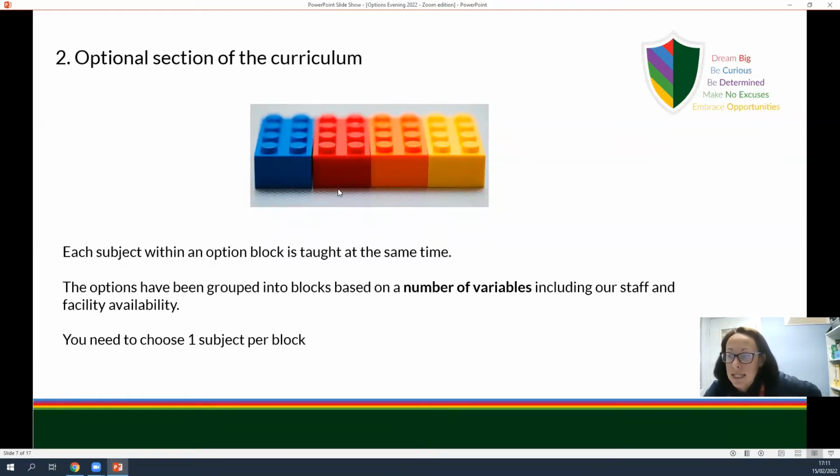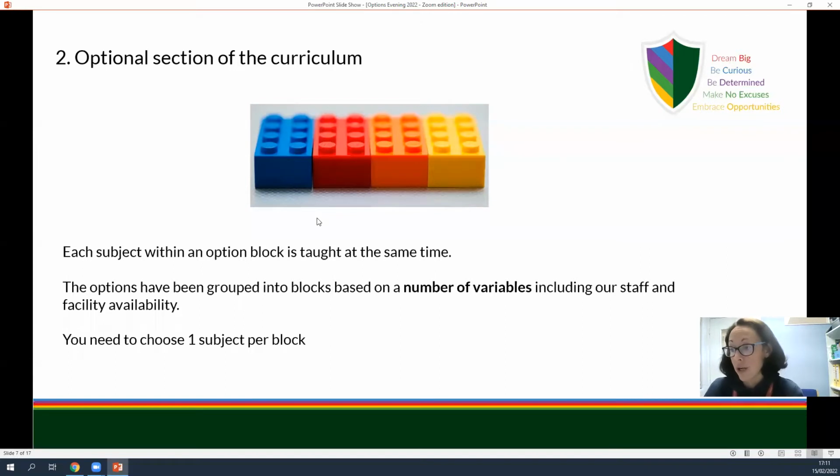I'm going to try and make that really clear because sometimes parents think that they can choose more from each of the option blocks. So the idea with English, Maths, Science, and then either core PE or Performing Arts is that you'll then choose one subject from each of the blocks.